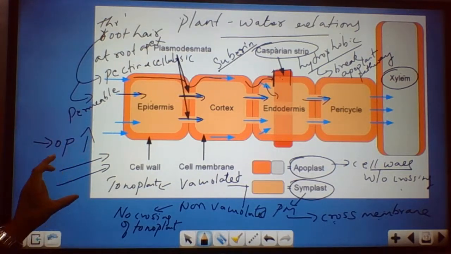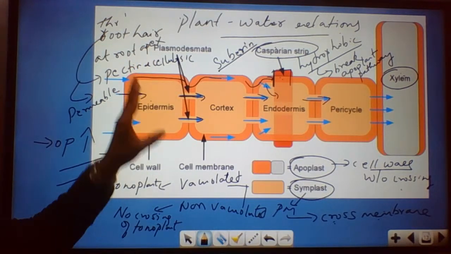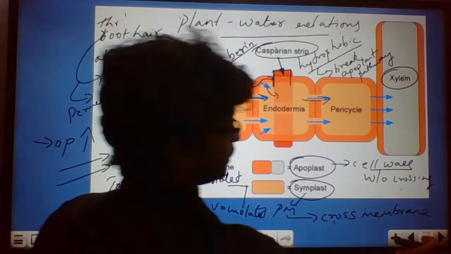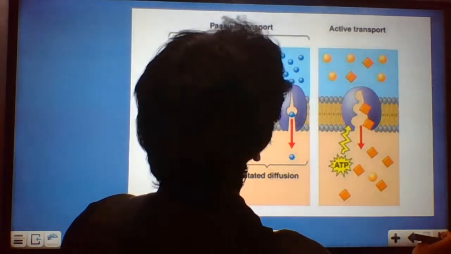Is that the ideal name that can be given for this phenomenon where two molecules are moving in the same direction? Fine, guys. So we're done with the plant water relations. Next, we move on to the next part, that is transpiration. So we almost come to the next part of this chapter.